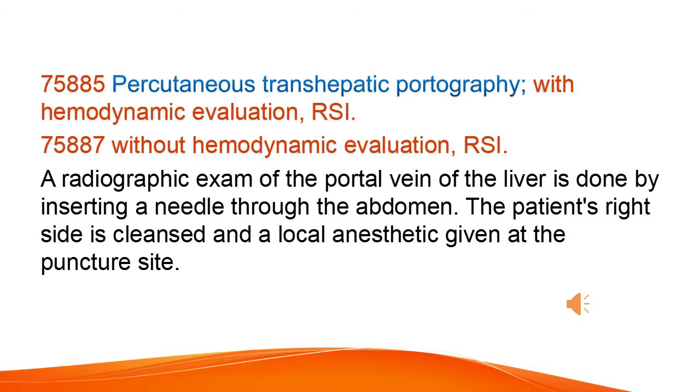Percutaneous transhepatic portography, with hemodynamic evaluation, RSI. Without hemodynamic evaluation, RSI. A radiographic exam of the portal vein of the liver is done by inserting a needle through the abdomen. The patient's right side is cleansed and a local anesthetic given at the puncture site.